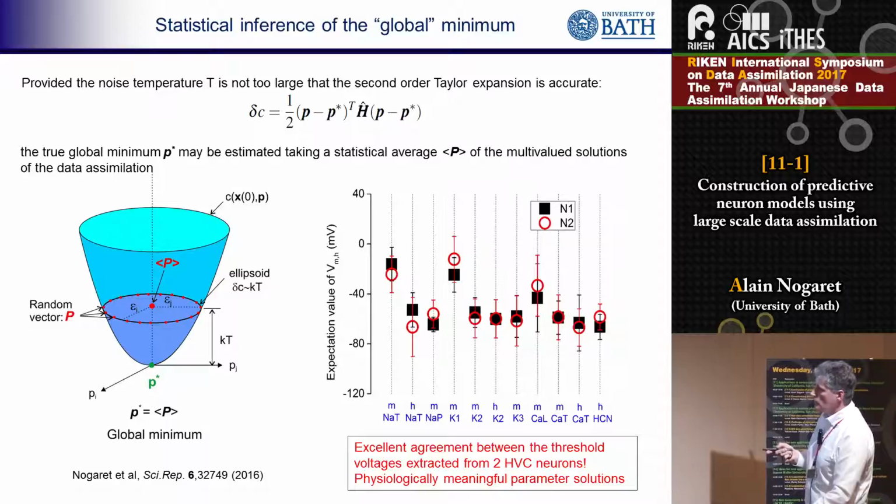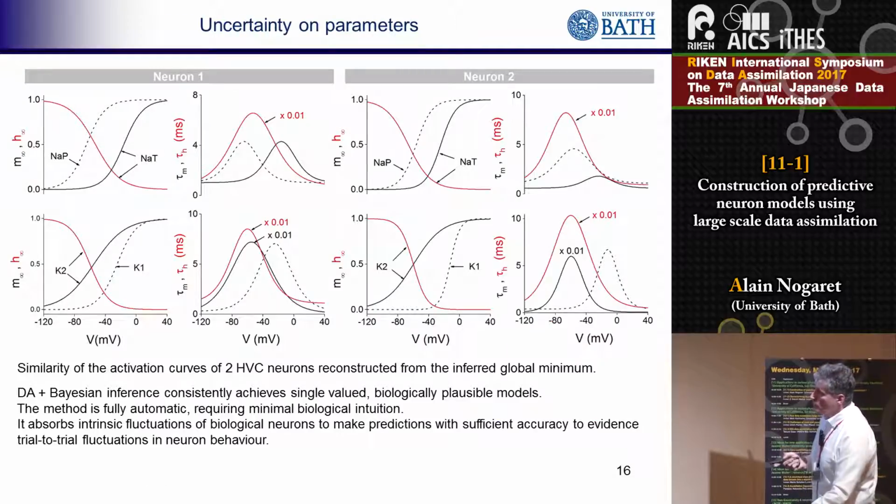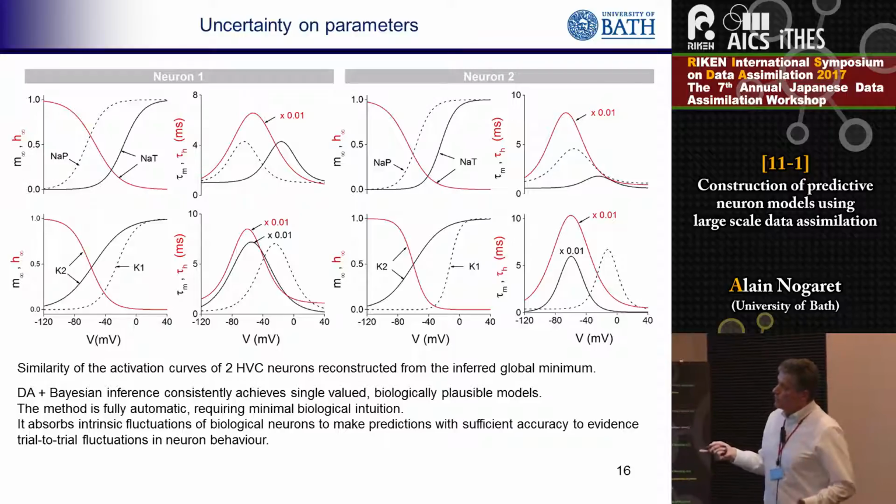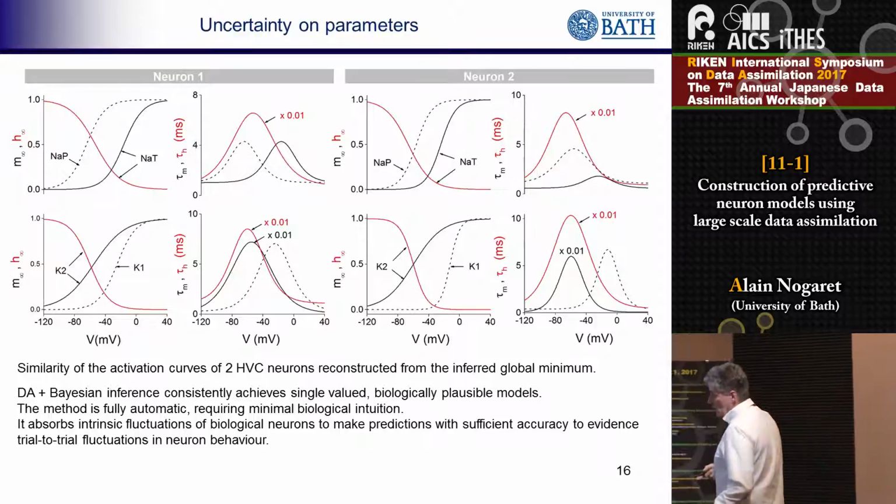So you get excellent agreement between the threshold voltage extracted from the two HVC neurons, and you obtain a physically meaningful estimation. This is not only the voltage threshold, but you have many other parameters. For instance, if you compare the activation curve for the equivalent ion channels for neuron 1 and neuron 2, you can see they look very similar. And these are for the sodium channel, potassium channel. You can see that that's quite nice.